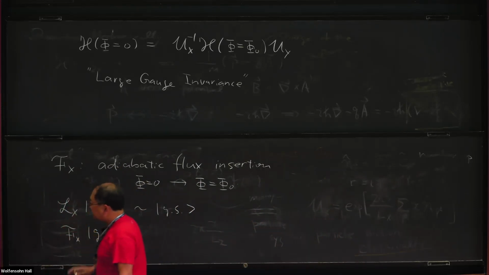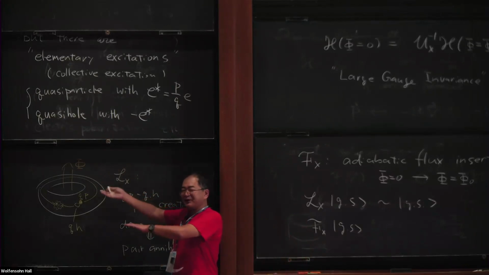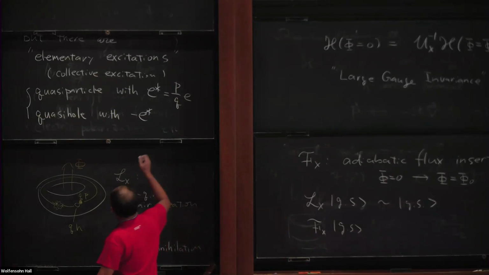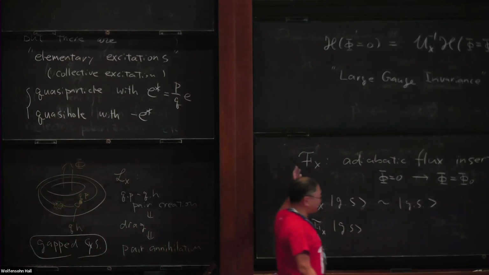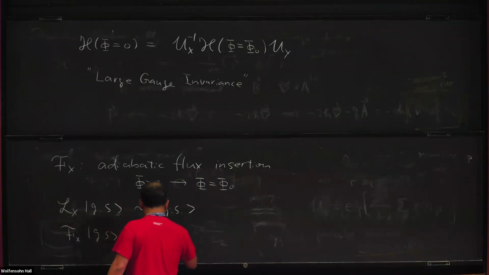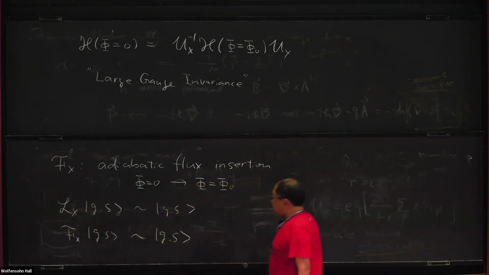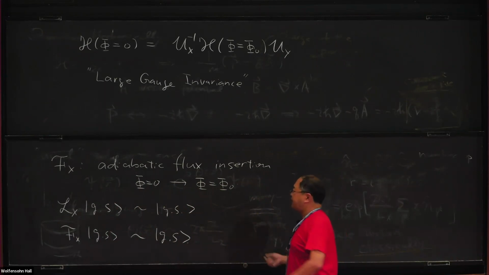Oh, and sorry, I forgot to assume that this system has a gap, and the quasi-particle and quasi-hole are elementary excitations above the gap. Sorry, I forgot to assume. So I assume the system has a gap, and the quasi-particle and quasi-hole are excitations above the gap. So then both of these Lx and Fx should bring the ground state back to the ground state.